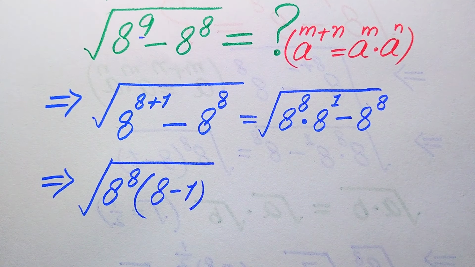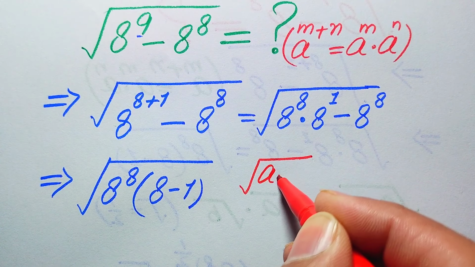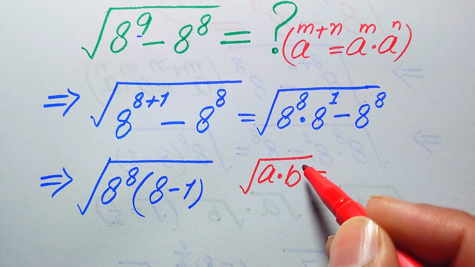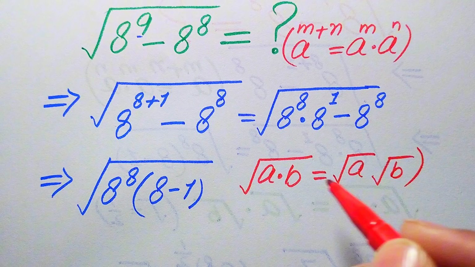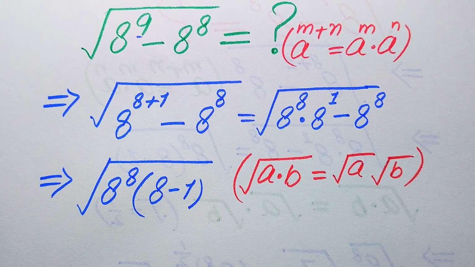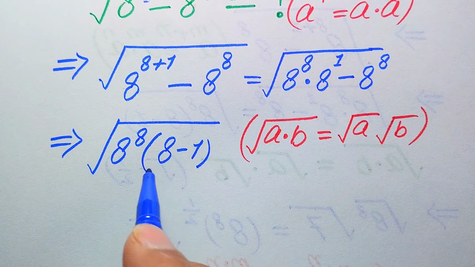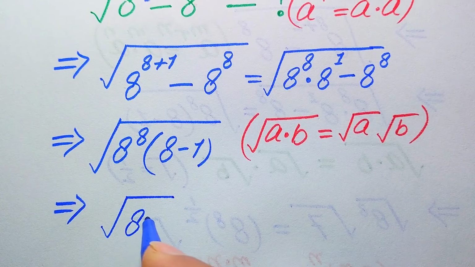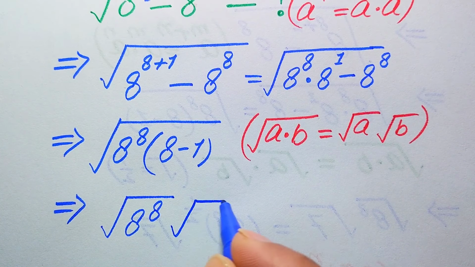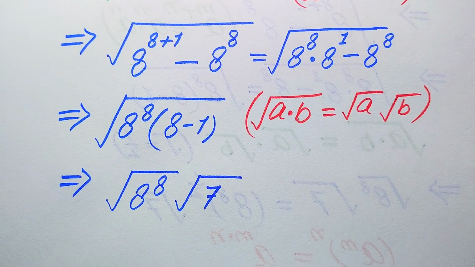Here we further use the radical law. If inside the square root sign two values are multiplied by each other, we apply the square root separately on both of these values. According to this rule of radicals, it becomes the square root of a to the power of 8 times the square root of a minus 1. Here, a is 8, so 8 minus 1 becomes 7.